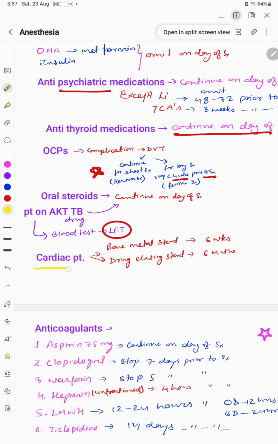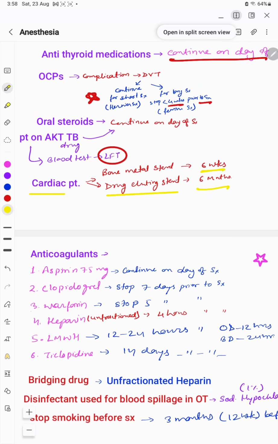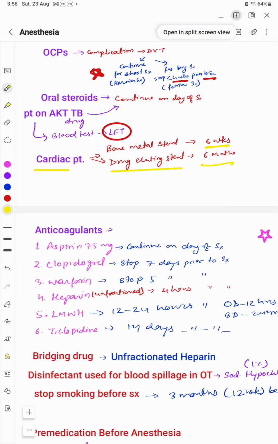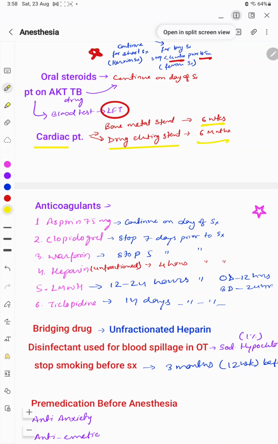Cardiac patient: when a cardiac patient has a bare metal stent, you should wait 6 weeks; with a drug-eluting stent, you should wait 6 months before the surgery. Now, anticoagulants. Aspirin you can continue on the day of the surgery.